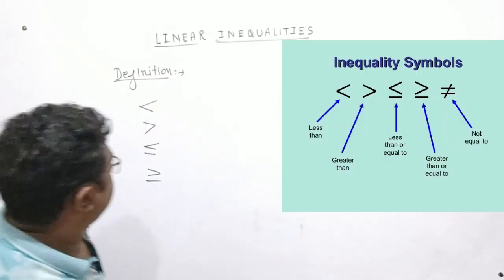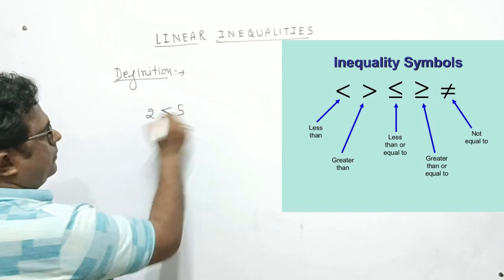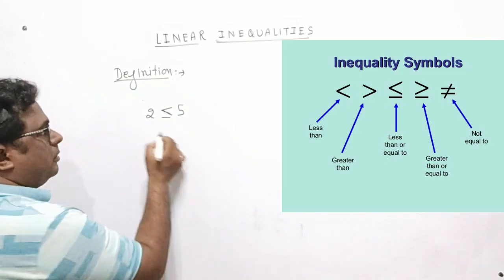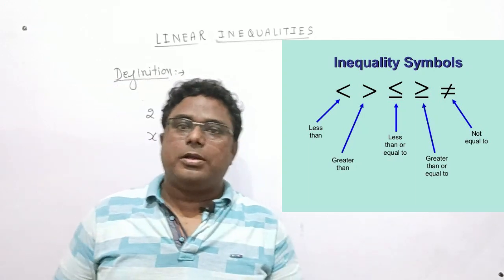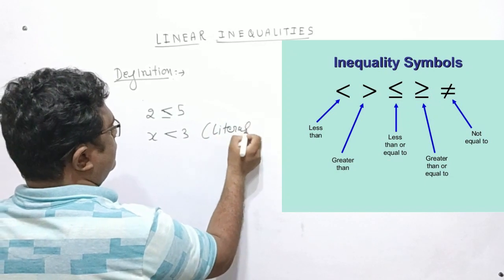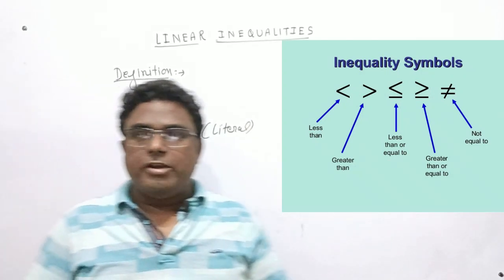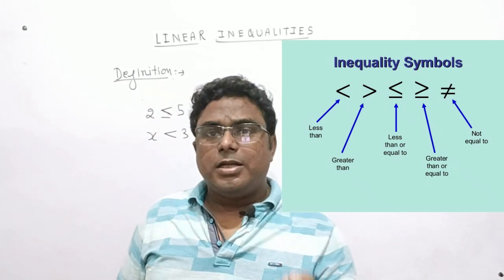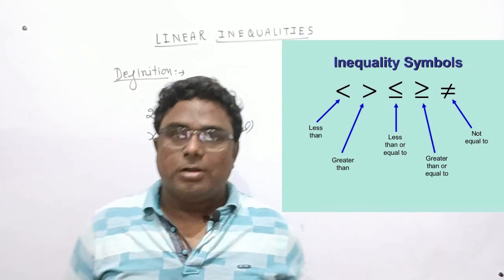Let us see examples. If I write 2 is less than or equal to 5, then this type of inequality is called a numerical inequality. And if I write x is less than 3, then this type of inequality is called a literal inequality. What is the difference between them? If on both sides we have two real numbers, we call it a numerical inequality. If there is at least one variable or unknown present in the inequality, we call it a literal inequality.